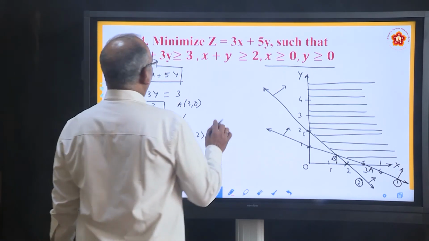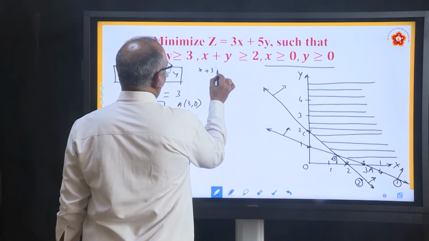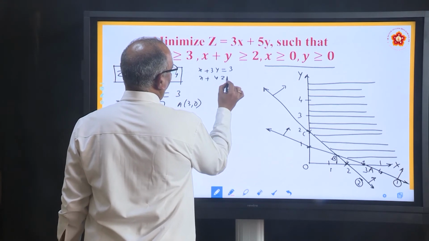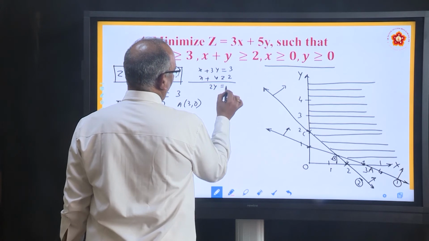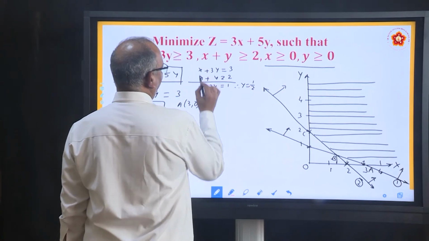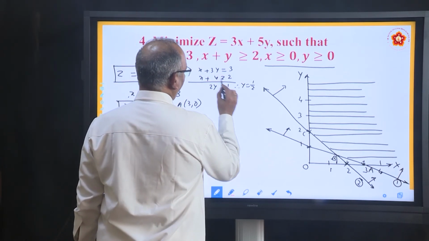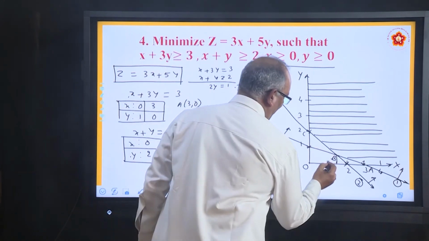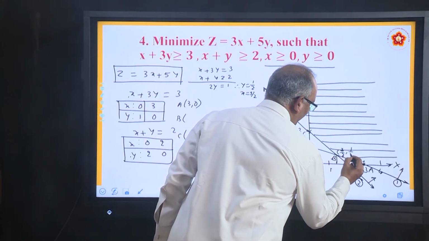What do we mean? We mean this. One is x plus 3y equal to 3, the other x plus y equal to 2. Subtract, you get 2y equal to 1. So y is equal to half. If you substitute y equal to half here, you will get x equal to 3 by 2. So what is this particular point B? Point B is 3 by 2, 1 by 2.